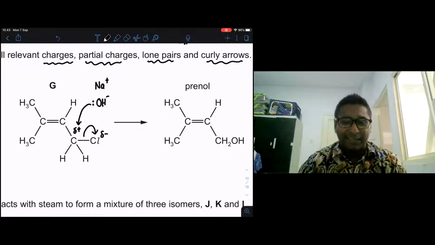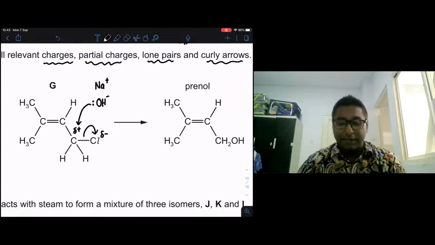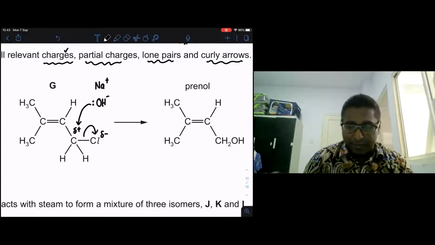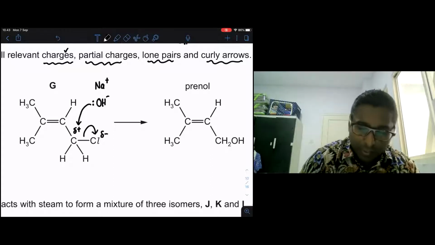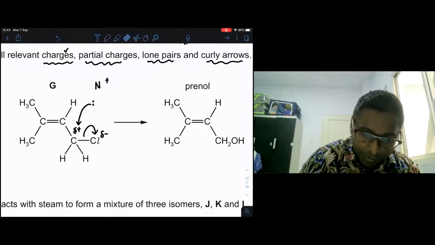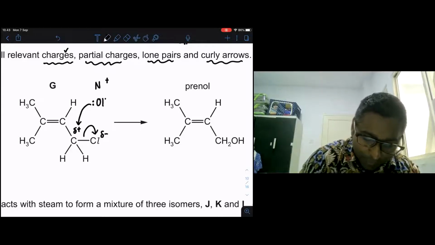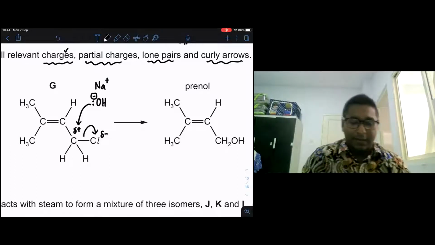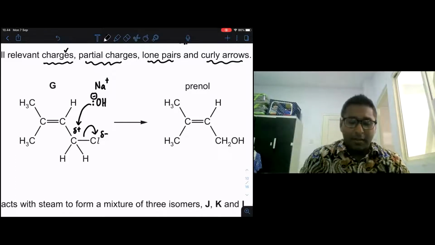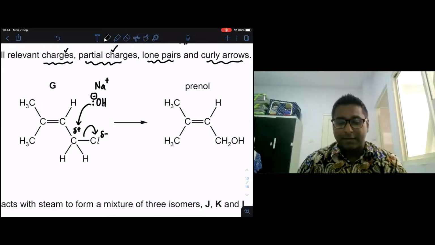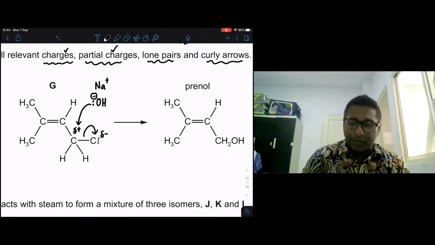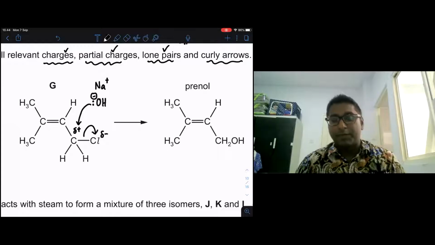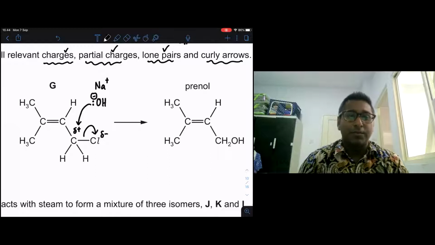They didn't ask us about that, so you can just leave it like this. We have all the relevant charges, positive, negative, done. If you want, you can put the minus here rather than putting the OH minus over there. So those are the relevant charges. The partial charges I have written just now. You can see the lone pair for OH minus, and then the curly arrow, the movement of the lone pair of electrons.